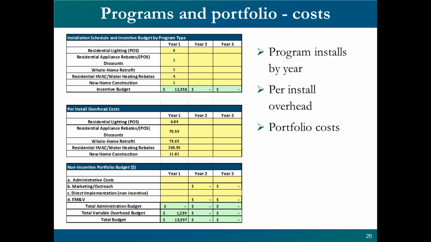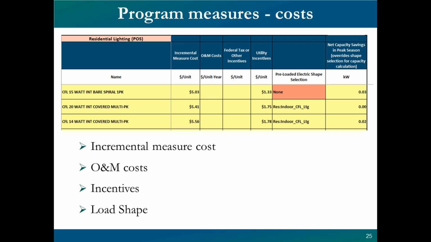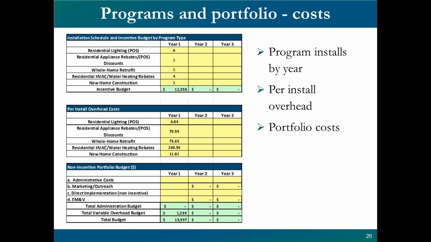And again, all the cells in yellow are cells you can enter. And here you can select across 3 years how many of each of these programs you are implementing. And so we've selected 6 of the lighting and then 1 of each of the others except for the HVAC and water heating rebates. And you'll see it calculates an incentive budget, which will be built up based on the incentives back here that were entered for each of the measures in each of the programs.